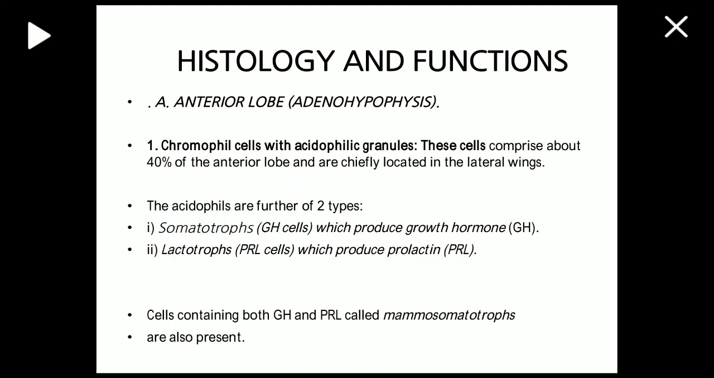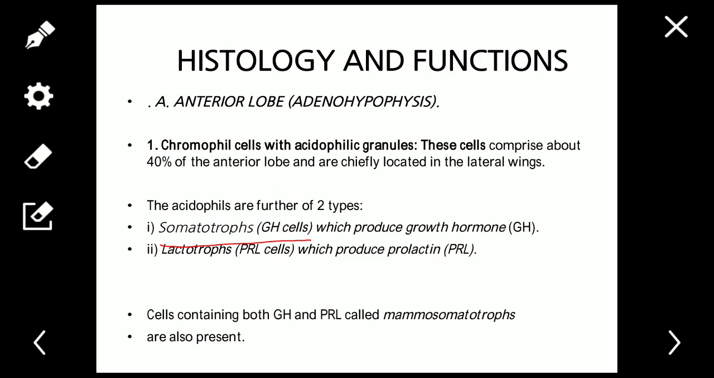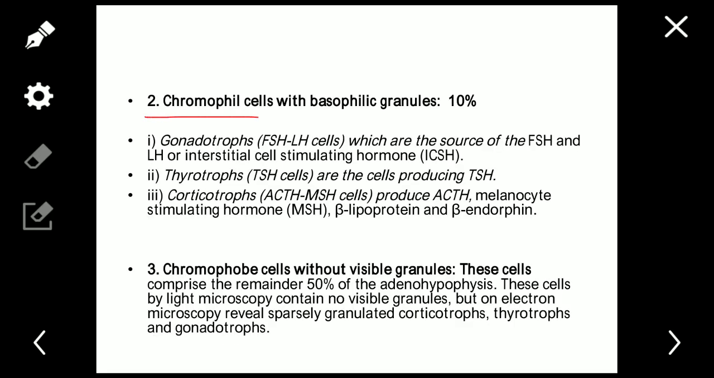The pituitary is divided into anterior pituitary and posterior pituitary. Anterior pituitary is called adenohypophysis, and it is divided into 2 to 3 types of cells. One is chromophil cells, which have acidophilic granules. In this we have 2 types of cells. One is somatotrophs, which secrete GH, that is growth hormone, and the next cell is lactotrophs, which secrete prolactin. Then chromophil cells, which have basophilic granules.